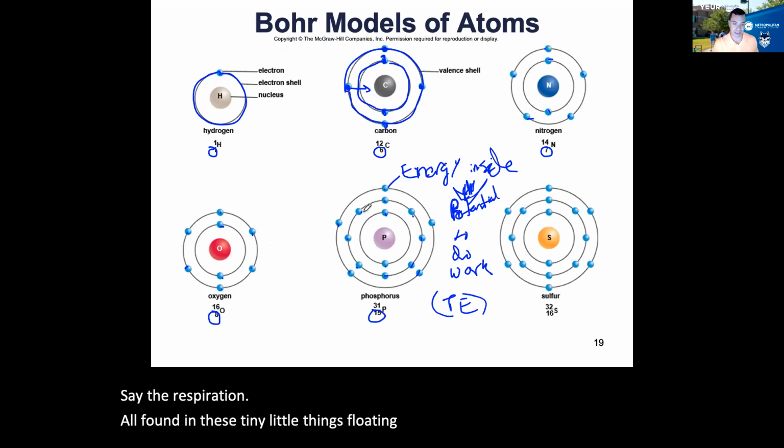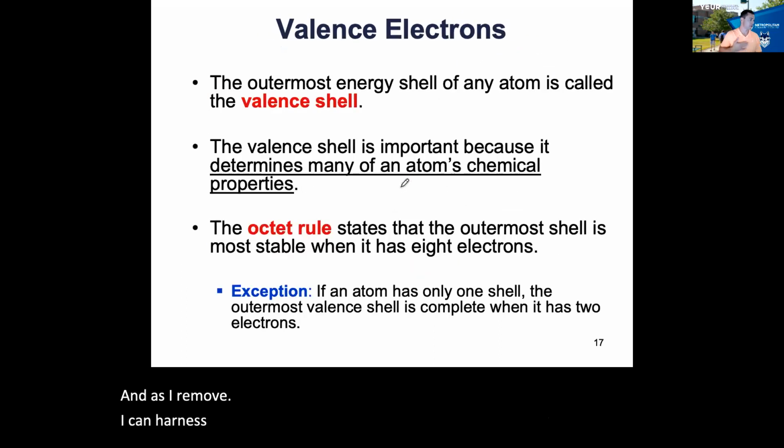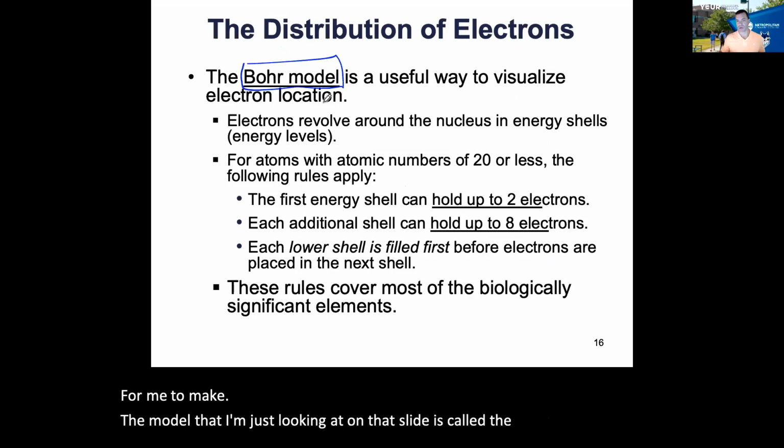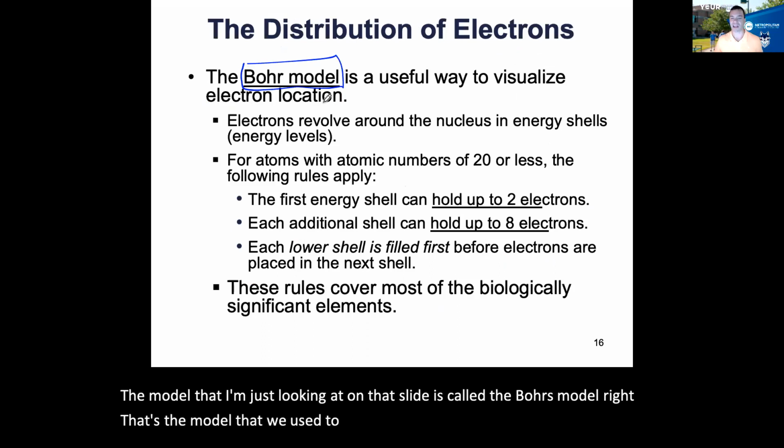Okay? They have the potential. And as I remove them, I can harness that energy for me to make energy, to do stuff. The model that I'm just looking at on that slide is called the Bohr model. That's the model that we use to visualize where these electrons are located.